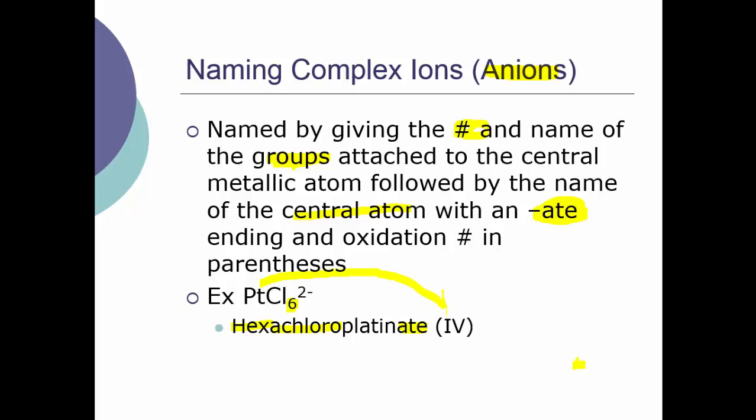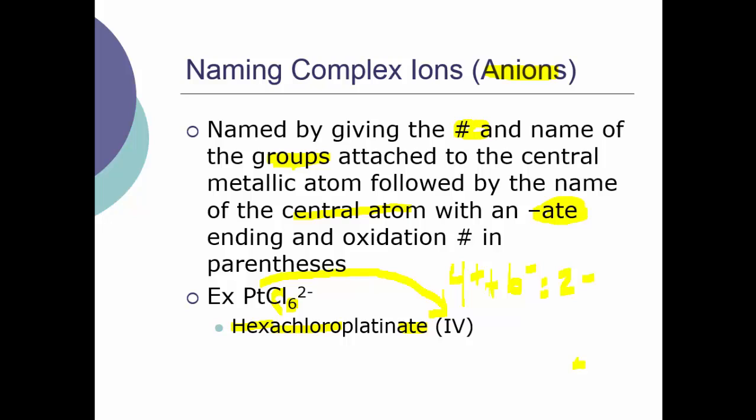Now you may be going, okay, well it's got a 2 minus on it, so where did that come from? Well, you can always work backwards. We know that the overall charge of the ion is 2 minus. We know each chlorine has a 1 minus charge. So you've got 6 minuses from the chlorines. So if you know the end result is 2 minus, and 6 minus is the charge of the chlorines, then you know that the platinum has to be 4 plus.